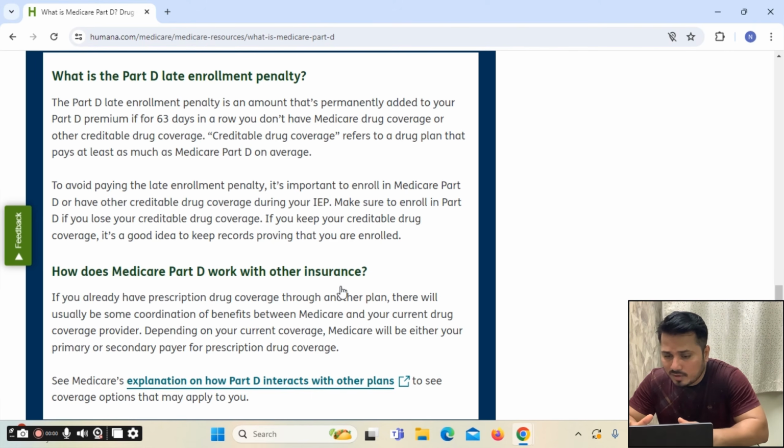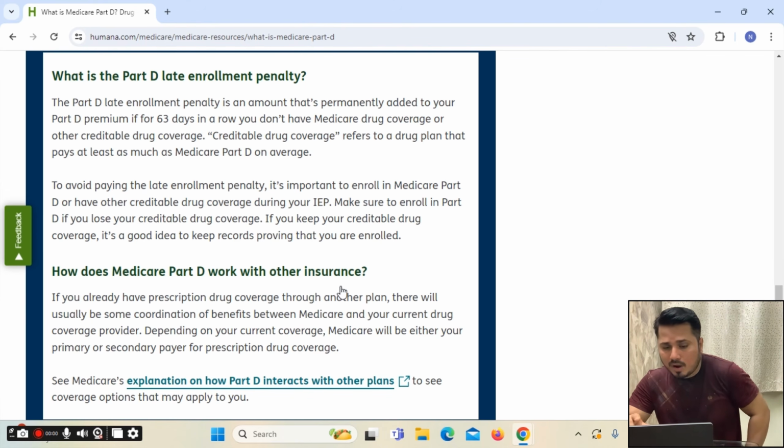Now, creditable drug coverage refers to a drug plan that pays at least as much as Medicare Part D on average. To avoid paying the late enrollment penalty, it's important to enroll in Medicare Part D or have other creditable drug coverage during your IEP. Make sure to enroll in Part D if you lose your creditable drug coverage. If you keep your creditable drug coverage, it's a good idea to keep a record proving that you are enrolled.